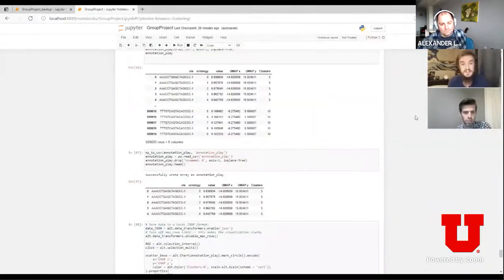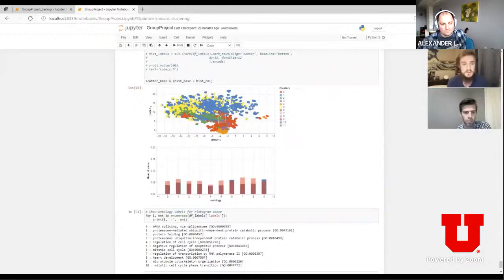And then you go down to the bottom, and then we will look at the version for this main data set, which is a lot larger, and will show you the ontologies as you go through the clusters, which allows us to characterize these clusters and the cell states they represent.